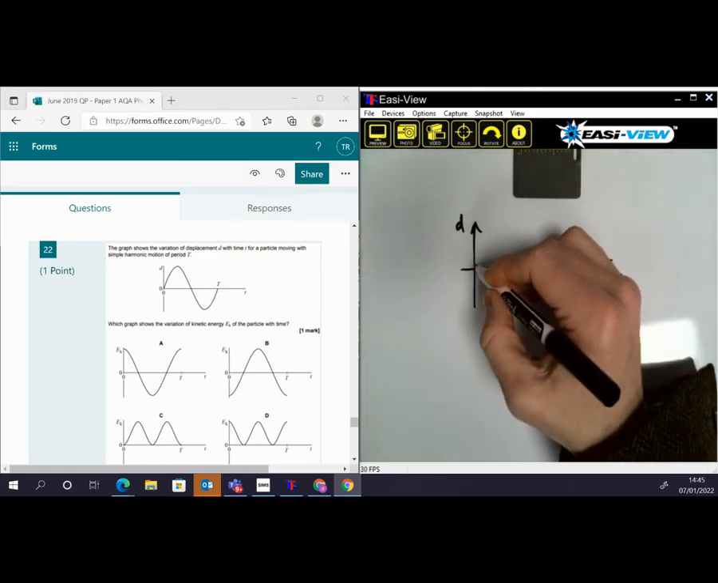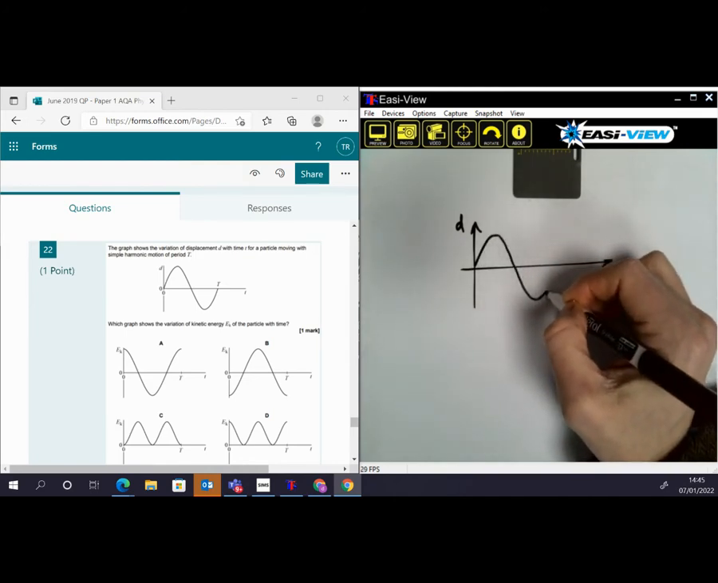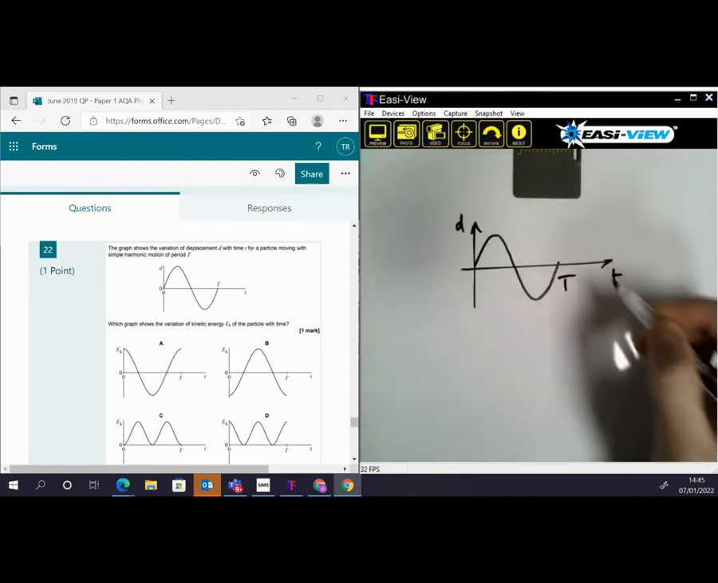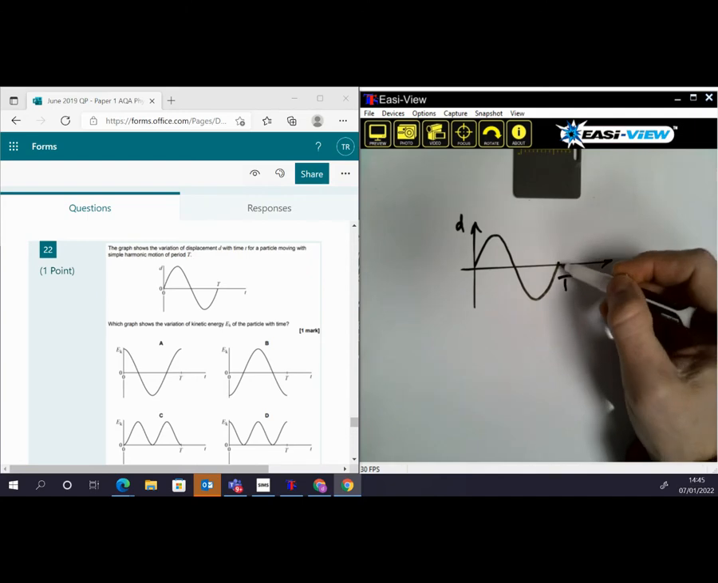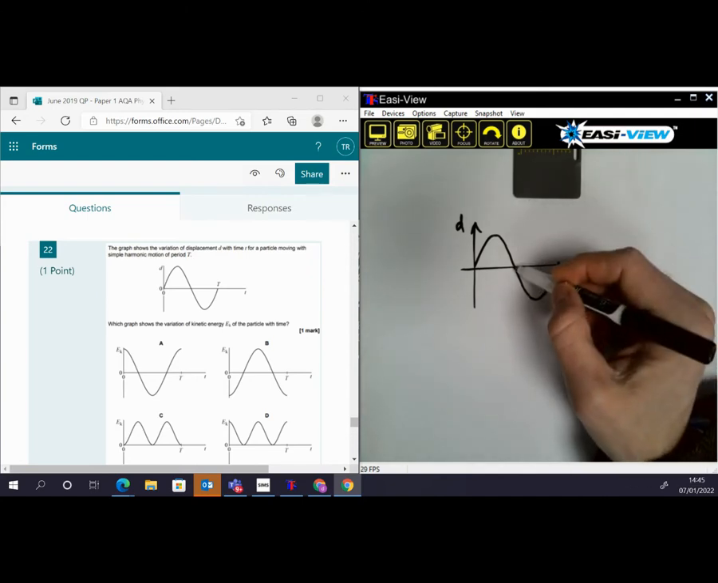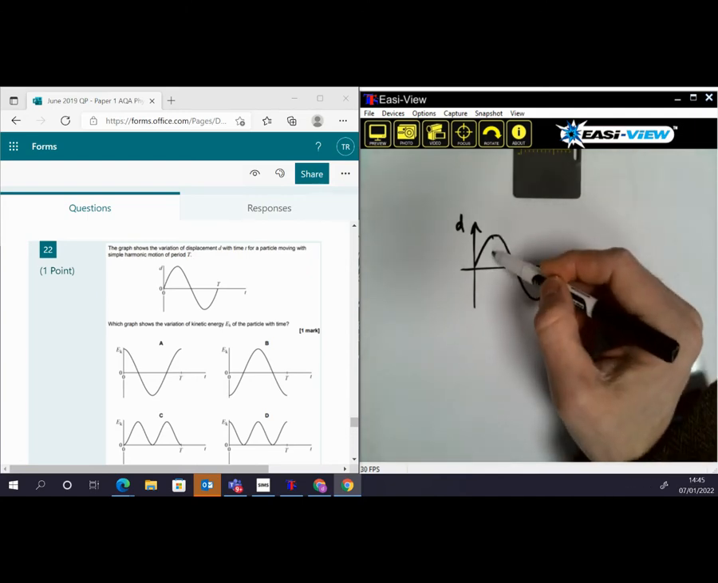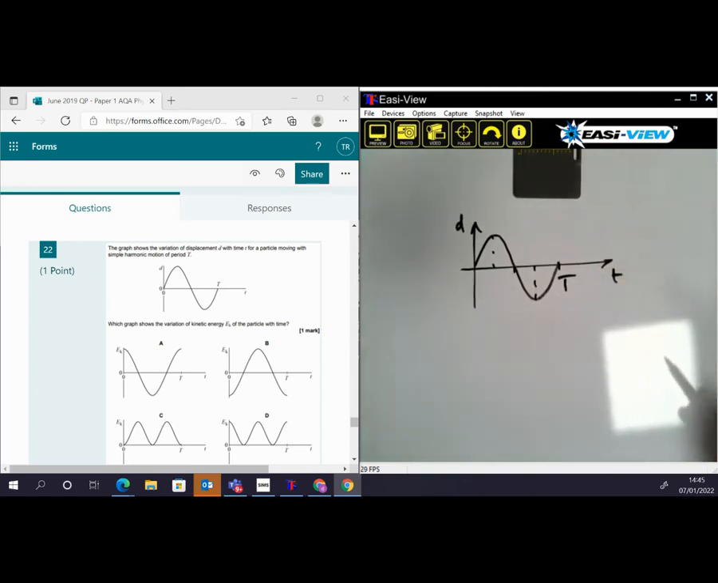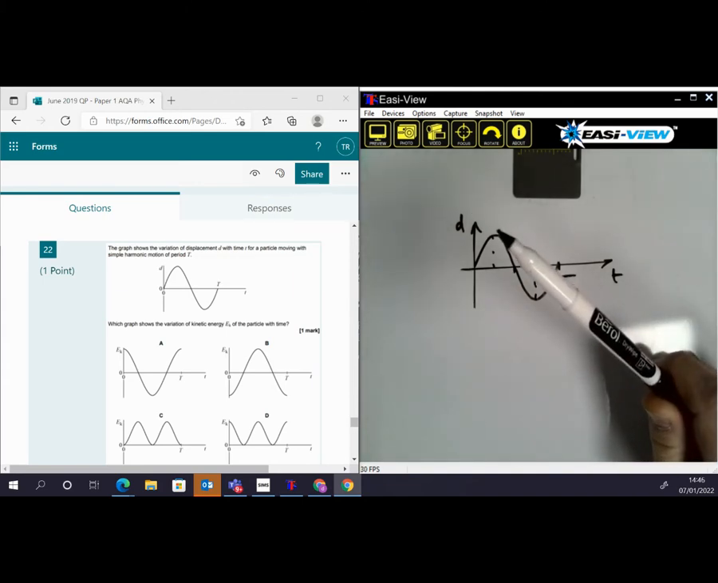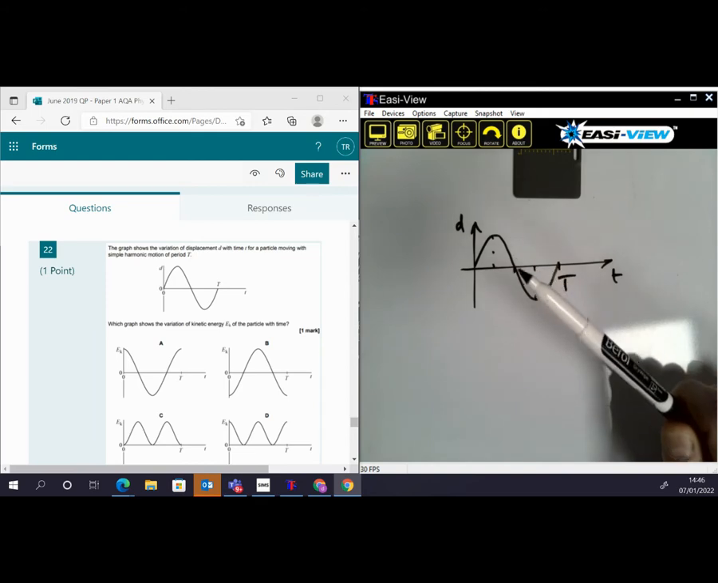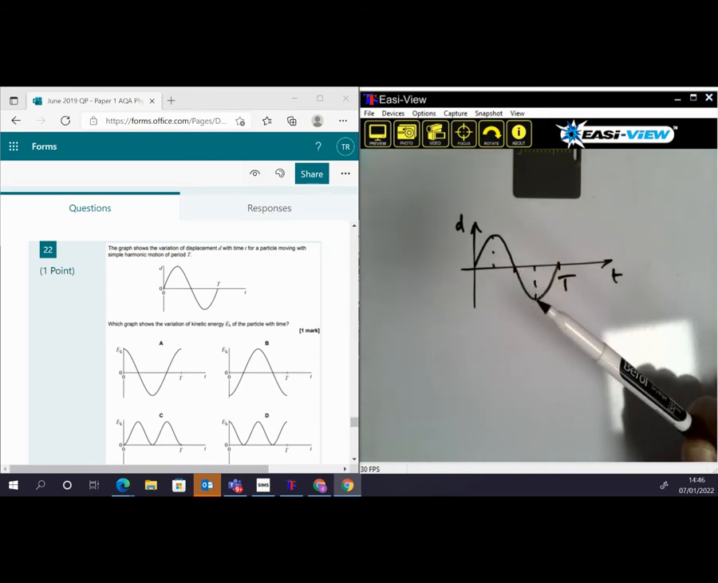So the displacement time graph looks like that, and we've got some key values. We've got T, which is one full cycle, that will be a half T, this will be a quarter T, and this will be 3/4 T. Now, thinking about what's happening, it starts off at the equilibrium position, goes up to a positive maximum, and then will go down back to the equilibrium position and to a negative maximum.